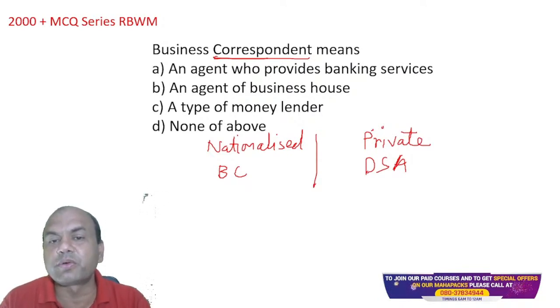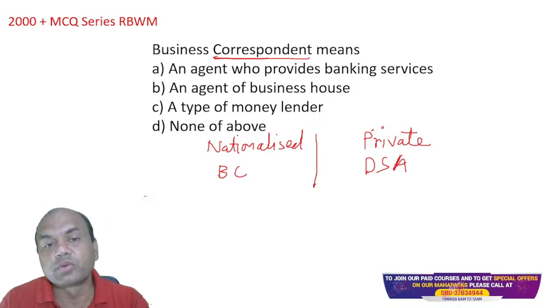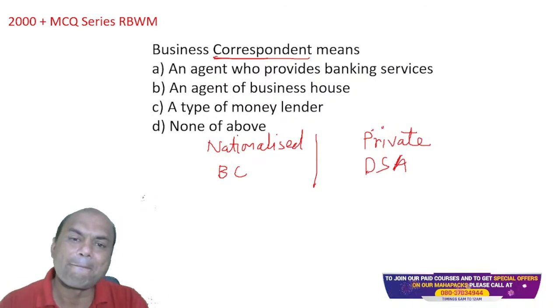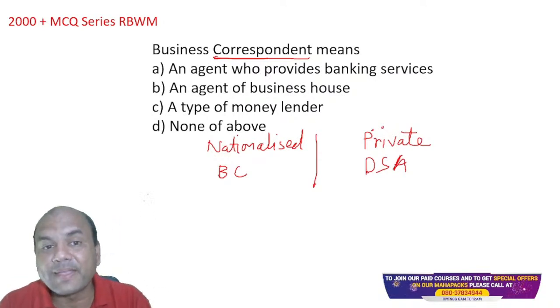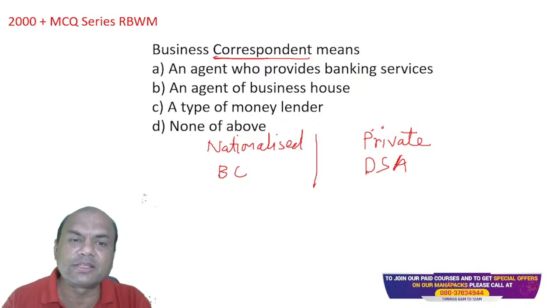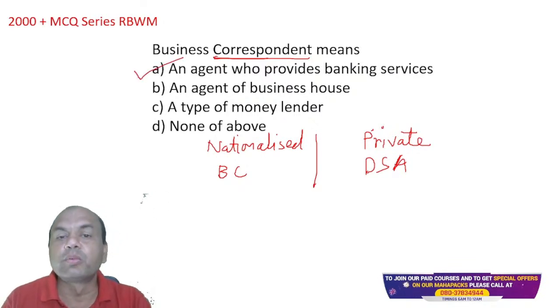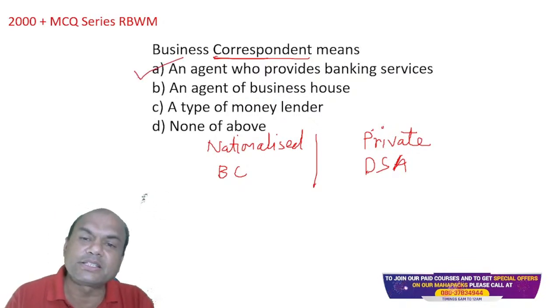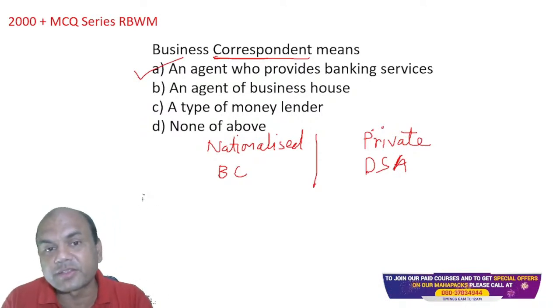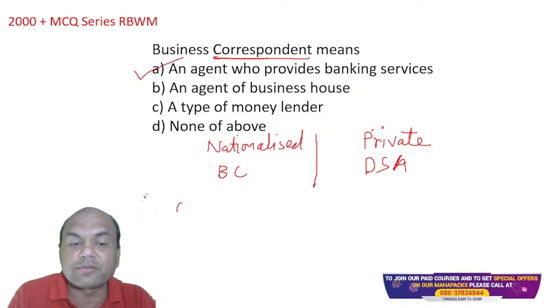An agent who provides banking service, an agent of the business house, a type of money lender, and none of the above. So who's this? Yes, it is A, obviously, isn't it? It's A, who provides banking service. Here, BC is always appointed in those areas where the bank doesn't have the reach.